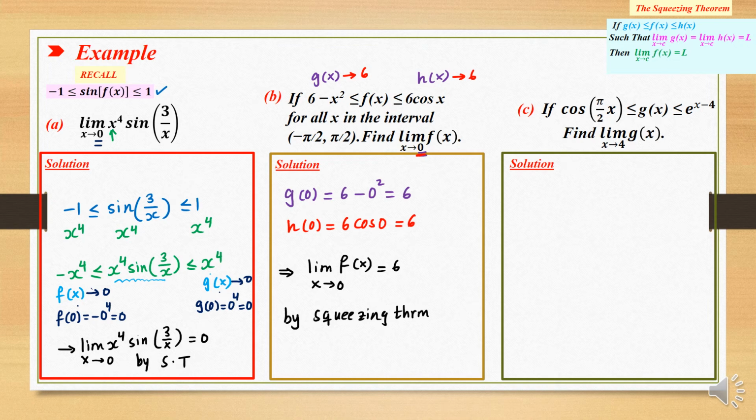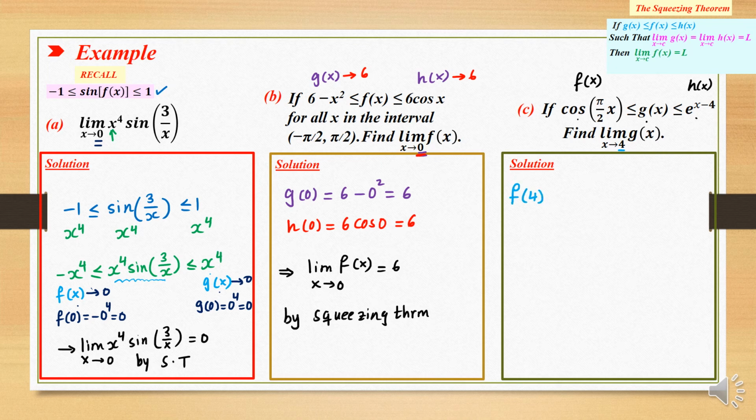Now in part C, with the same method we did in part B, the function g of x is between cosine pi over 2x and e to the x minus 4. So let's say that cosine pi over 2x is f of x, and e to the x minus 4 is h of x, and you have to find the limit of g of x when x goes to 4. So you have to replace 4 in both functions.